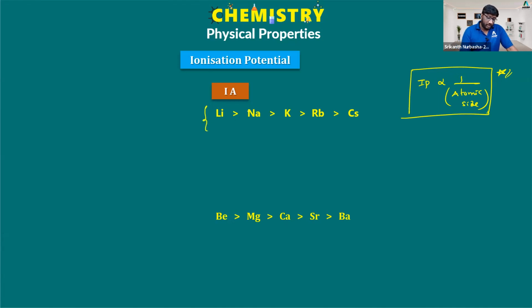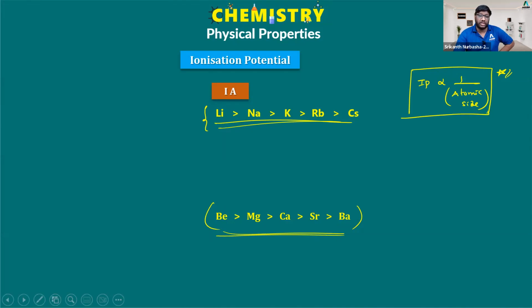So lithium greater than sodium greater than potassium, rubidium, cesium, and beryllium greater than magnesium greater than calcium greater than strontium greater than barium. This was the respective ionization potential order of group 1A as well as group 2A. Right.